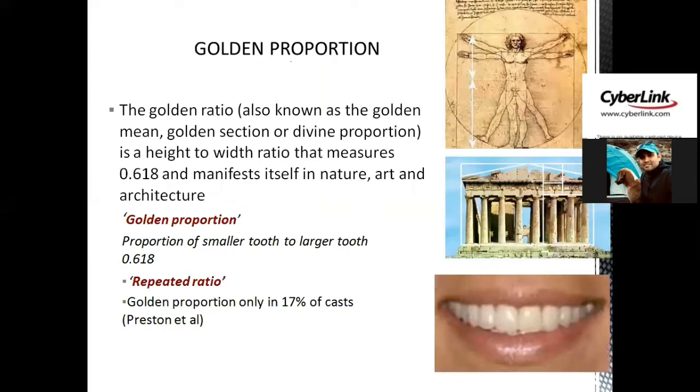There is one rule that is called golden proportion or golden ratio, also known as golden mean. Golden section or divine proportion is a height to width ratio that measures 0.618 and manifests itself in nature, art, and architecture. Golden proportion of smaller tooth to larger tooth is that much. A repeated ratio, that means golden proportion, is found in only 17% of the casts.